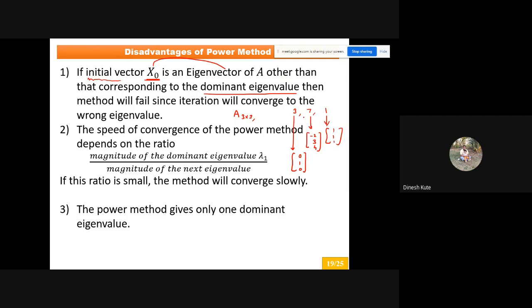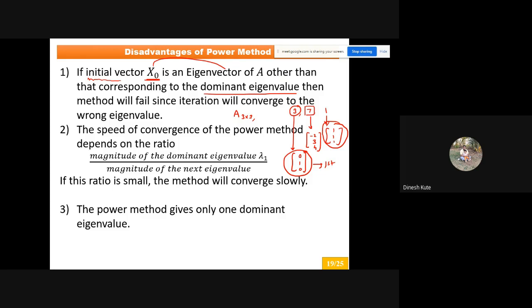Correct. So in this case we cannot start our iteration with this eigenvector and this eigenvector. Why? Because if you perform the power method for, say, the eigenvector 0 1 0, at the end it will converge to the eigenvalue 3, which is not the dominant eigenvalue, as for matrix A our dominant eigenvalue is 7. So that is one disadvantage of this power method.